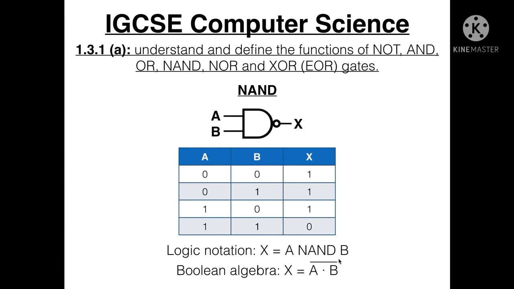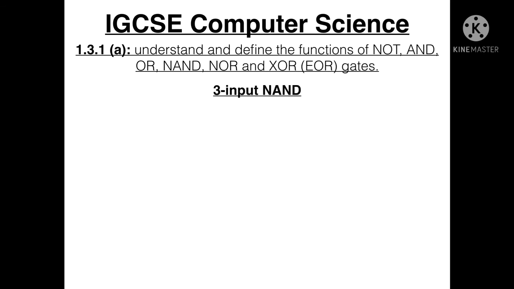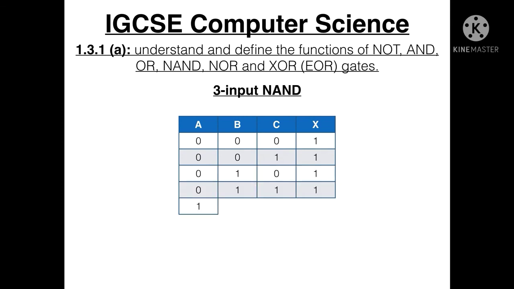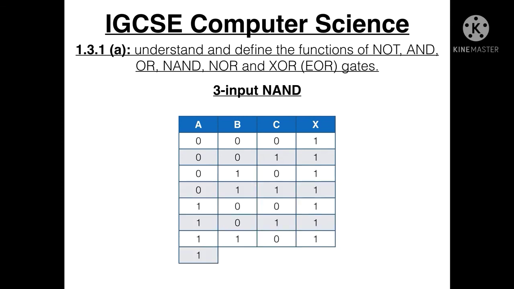Boolean algebra would be this. So just the A dot B would be an AND, so we just stick a dash on the top of it to make it NAND. So it's not AND. It works like that. So a 3-input NAND would look something like this. So go back to the 3-input AND, and it's basically the exact opposite.